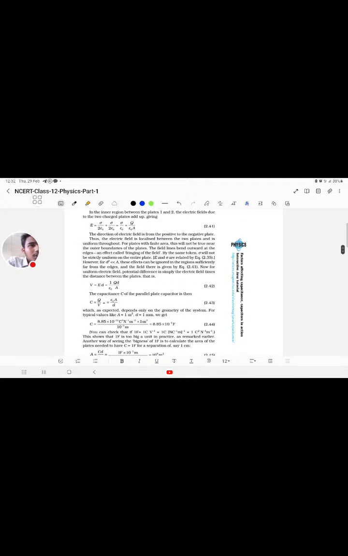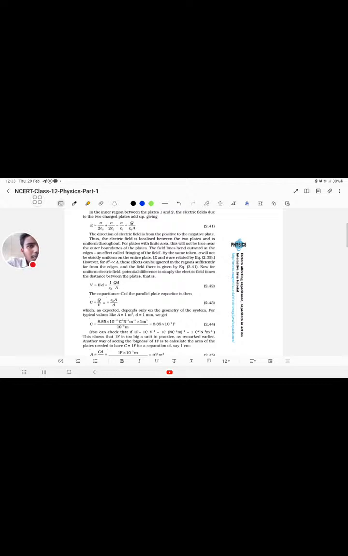And what they are trying to say over here is that the electric field is localized between the two plates and is uniform throughout. For plates with finite area, this will not be true near the outer boundaries of the plates. The field lines bend outward at the edges. Okay, fine, great. However, for d square far less than A, these effects can be ignored. And sufficiently far from edges, the field there is this.